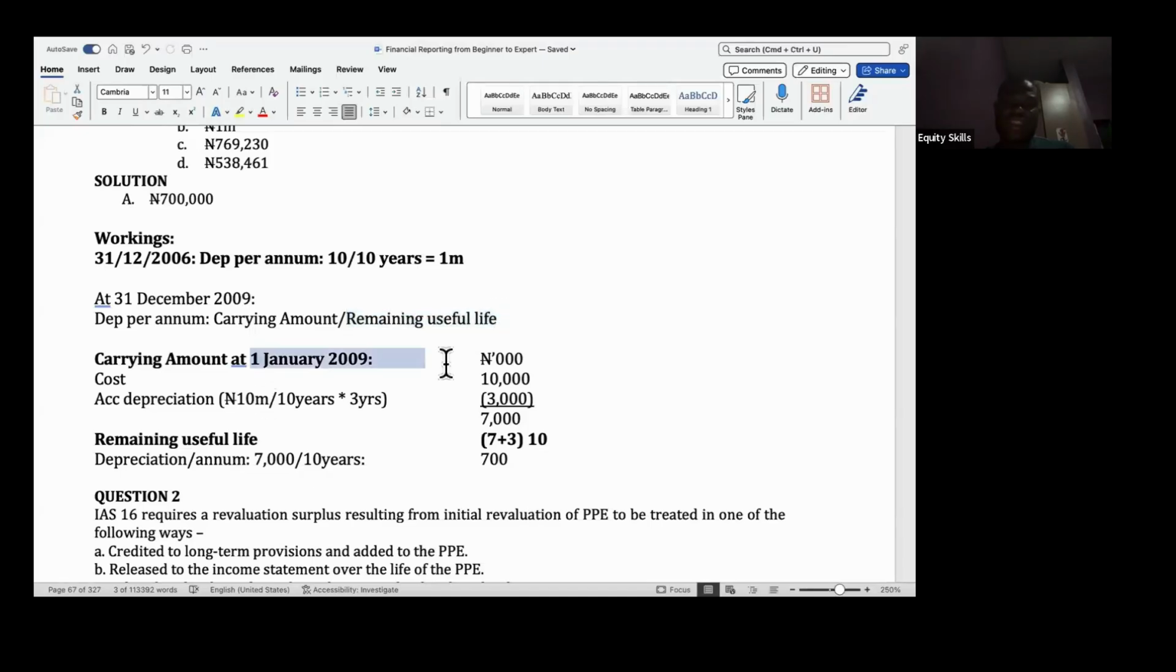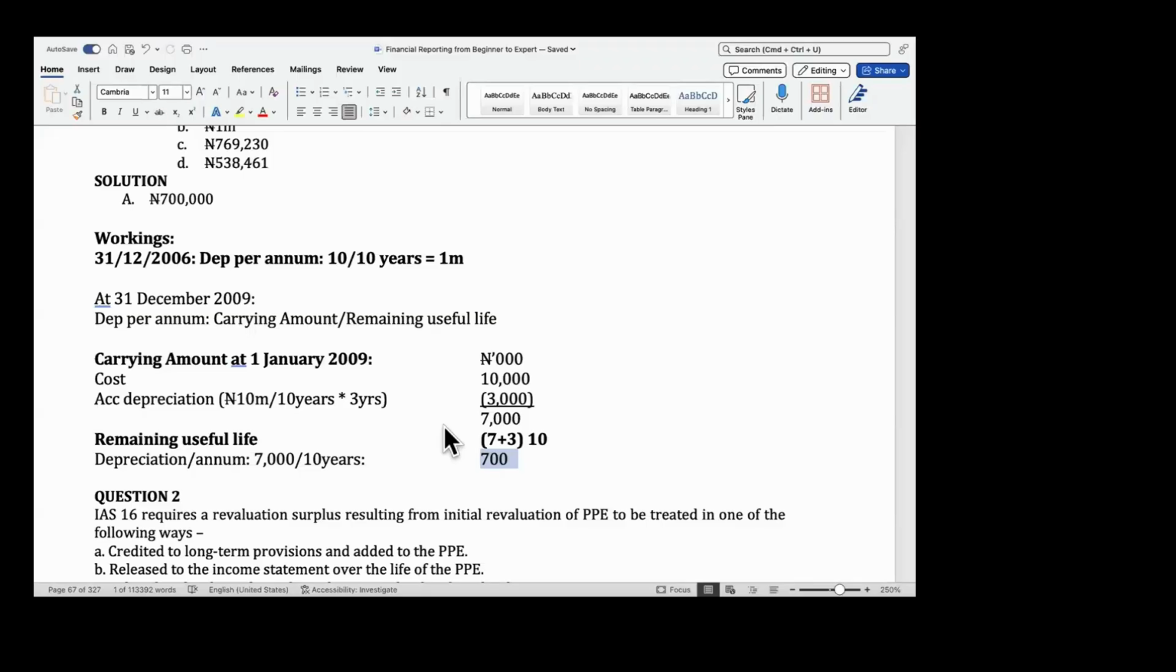Because as at this date, the remaining should be 7, but they have added an additional 3, making 10. So our depreciation is now 700,000 per annum, instead of 1 million naira per annum, because they extended the useful life. That's the solution to this question. Is that understood? Yes, sir.